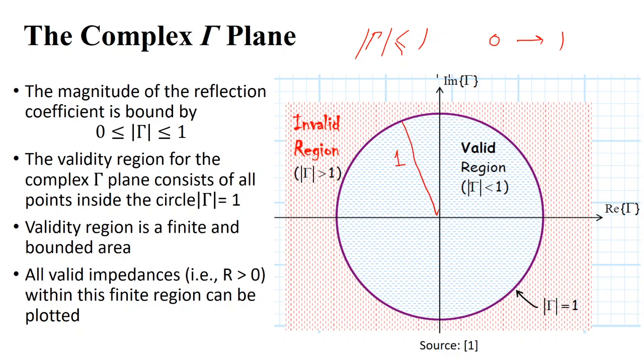So if this radius is 1, this line will be the magnitude where it is less than 1, and this region is where the magnitude is more than 1. So whenever you convert the line impedance to the reflection coefficient, all the points will map to this region. So this is the valid region in the complex Z plane, and this will be the invalid region. So we will not deal with the invalid region. We will only focus on the valid region where the magnitude is less than 1. Okay.